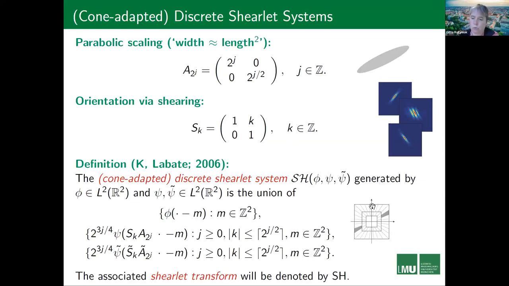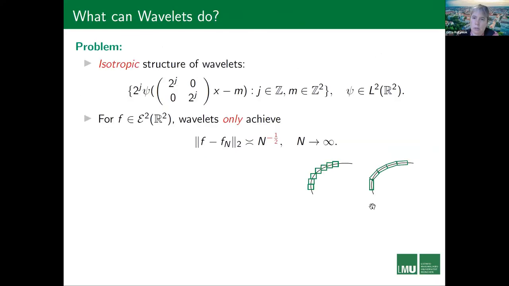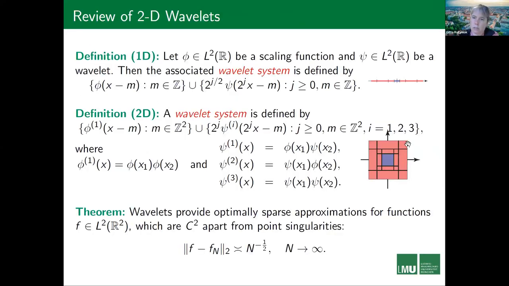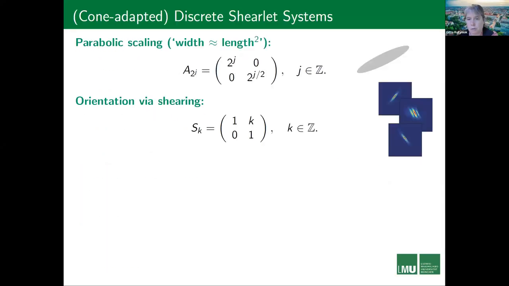If you compare, let me go back to the wavelets, you see a striking difference. Wavelets tile the Fourier domain in this way, but shearlets are much more precise concerning the different directions, so they resolve them in a much better manner.